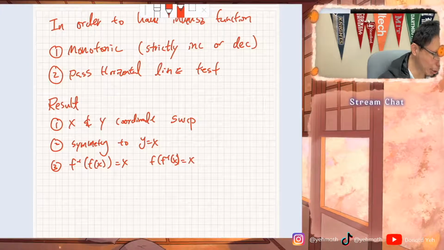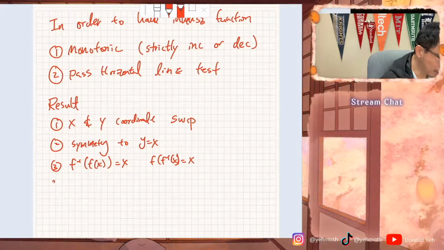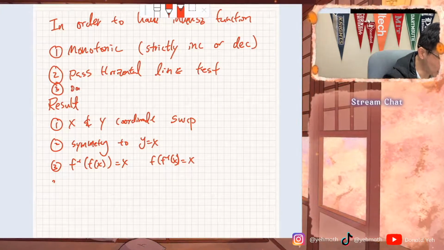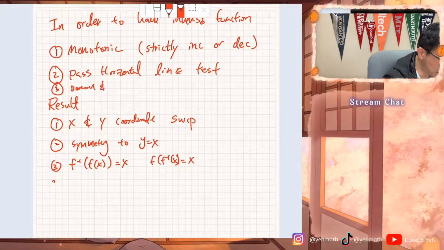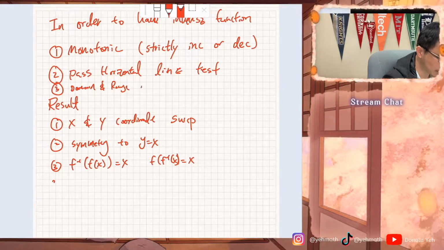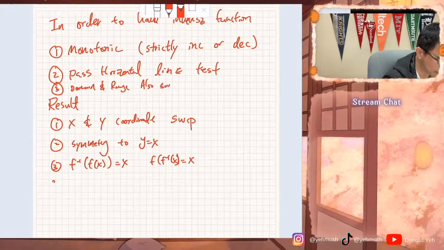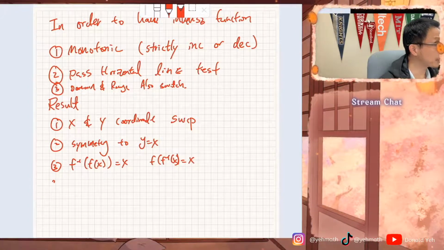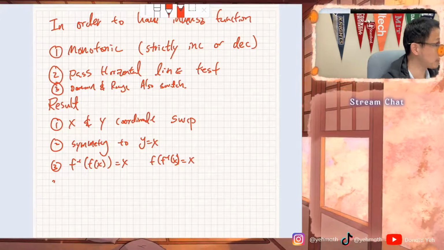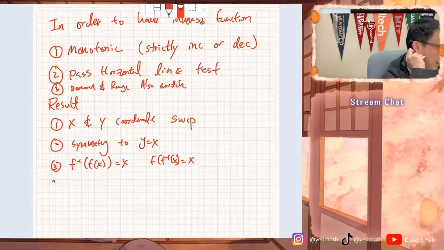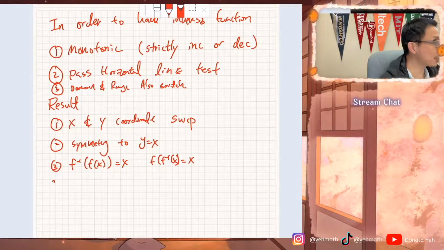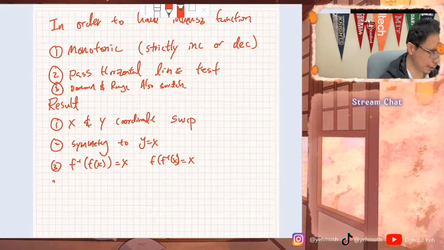Now, we're going to mention one more thing too. In order to have an inverse function, the domain and range also switch. Okay, domain and range also switch. So the domain of the function and the range of the function, they also switch. I'm going to show you an example of a function, and for this function it should be very easy to find the inverse.